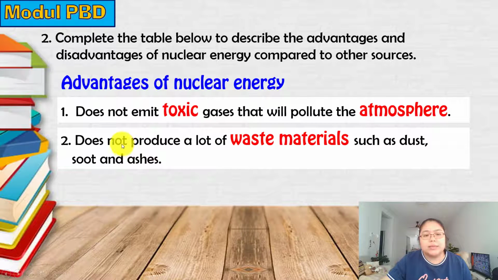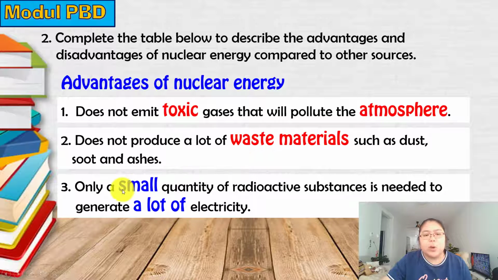Number 2, it does not produce a lot of waste material such as dust, soot, and ashes. This is like industry: when industry does some production, it produces waste, then the waste goes to the ocean, to the sea. That is called material pollution. So this is another advantage of nuclear energy. They don't have any waste material.